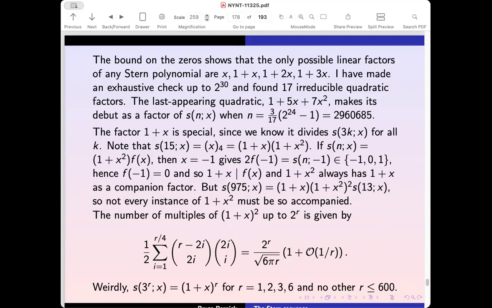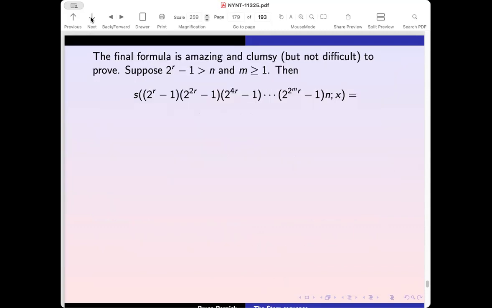And then this was just strange. Not only was this true when x is equal to 1, but actually the Stern polynomial at 3 to the r is 1 plus x to the r for r equals 1, 2, 3, and 6, and no other r up to 600. And then the final formula, I've done a lot of formulas in my life, but this one I think is the most amazing.